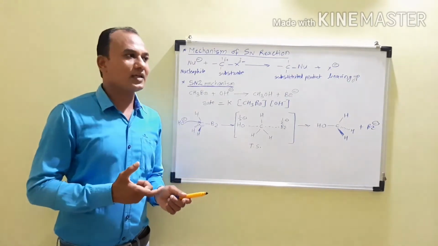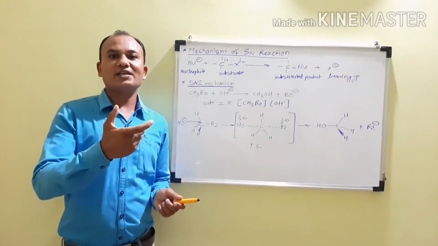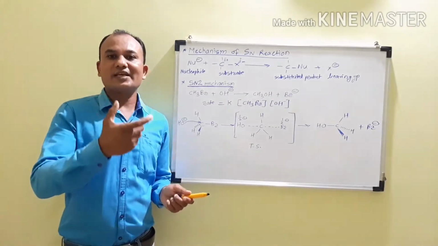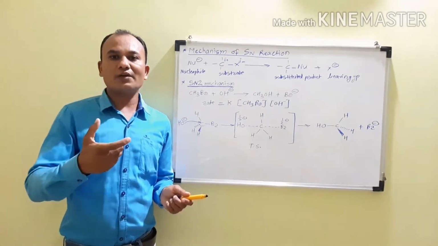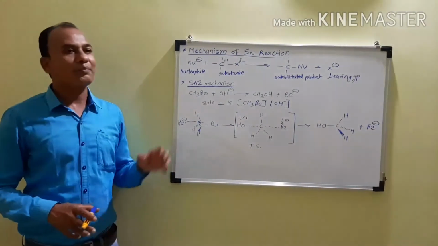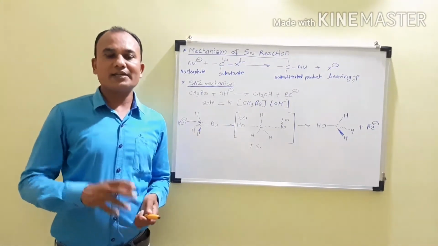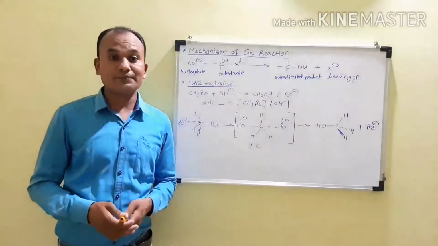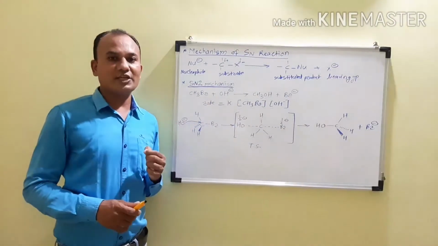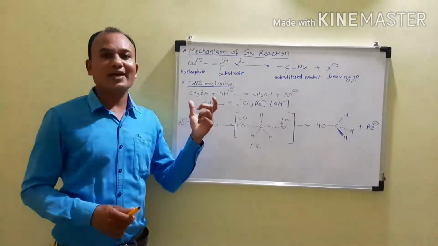So how can we define the mechanism? The mechanism of an SN reaction is the description regarding the two processes, that is, the sequence and the way by which this reaction occurs. Now when we consider the SN mechanism, there are two types: the SN1 mechanism and the SN2 mechanism.